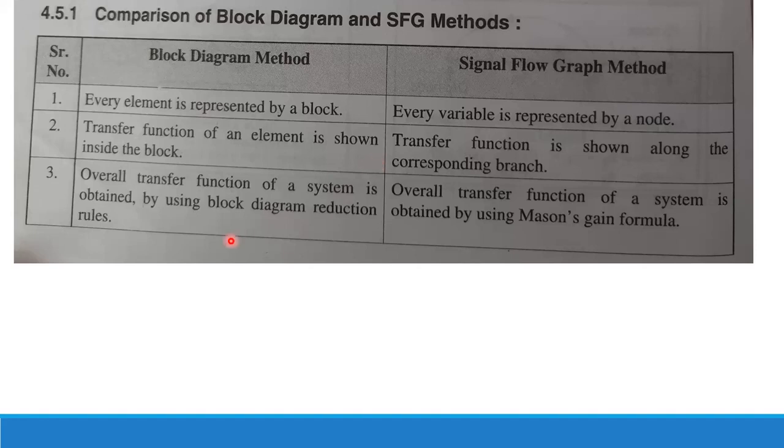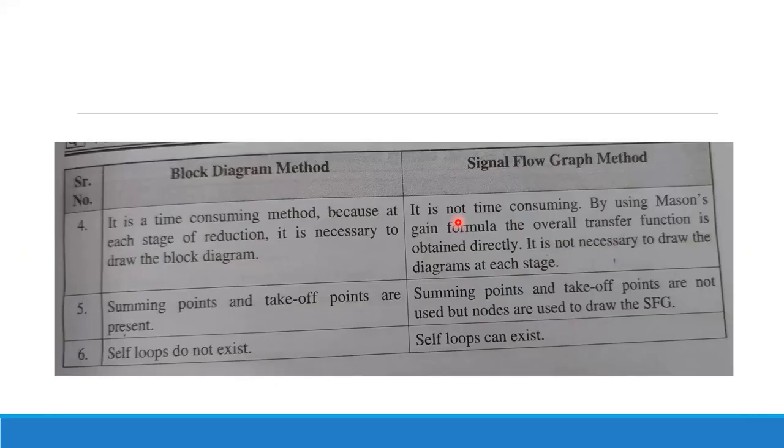In the block diagram, the overall transfer function of the system is obtained by block diagram reduction. Here we obtain the overall transfer function by Mason's gain formula. Block diagram reduction is a lengthy, time consuming, complicated method. Here it is not that time consuming. It is a little bit simpler, easier method. By using Mason's gain formula, you can calculate the overall transfer function directly, and it is simple to calculate.